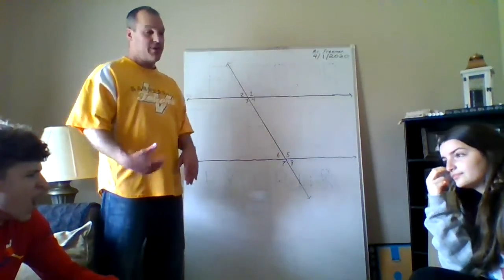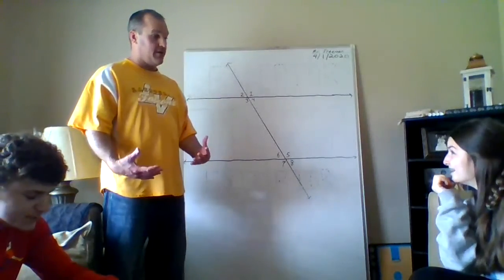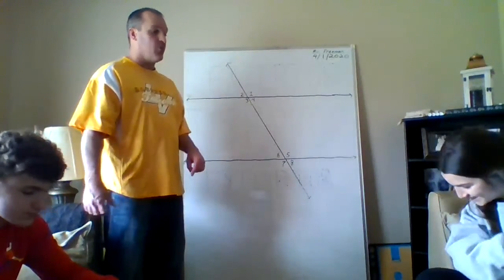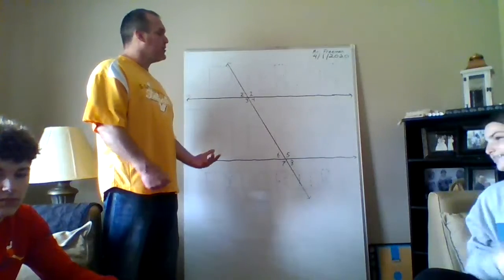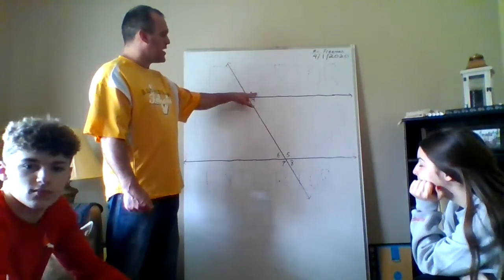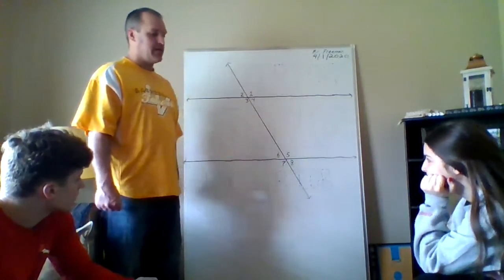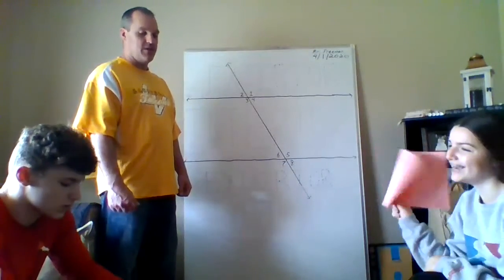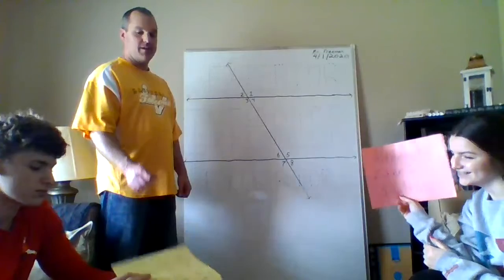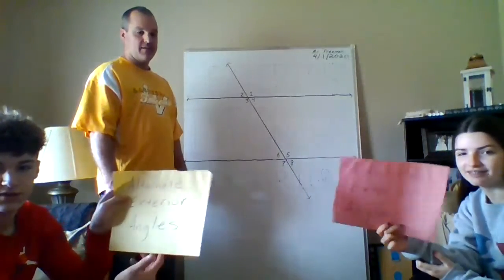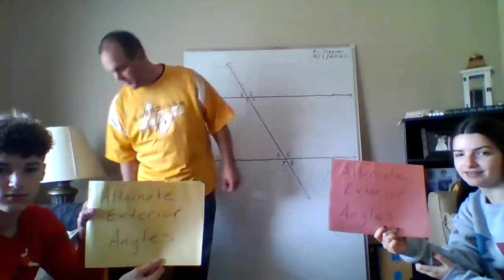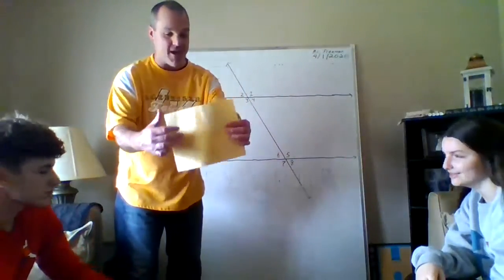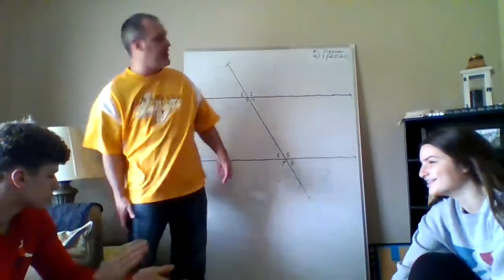So now, quiz time. You're going to hold up the signs when I ask: how do angles 1 and 7 relate to each other? Hold up the sign that you think that would be, and show it to the audience, please. Alternate exterior angles. Great, both of you get a gold star. Those are alternate exterior angles.